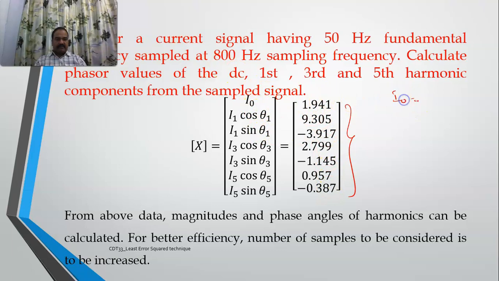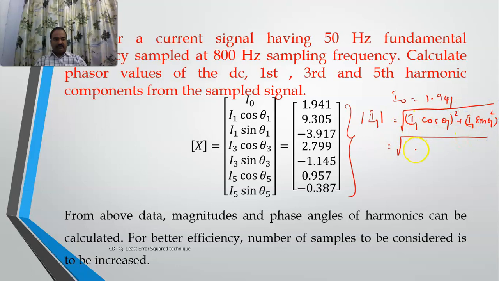So I can take I0 as 1.94, isn't it? And similarly, what is my I1? If I want to determine the magnitude of I1, what I'll do is take I1 cos theta 1 whole square plus I1 sin theta 1 whole square, and take the square root of this. So this is 9.305 square plus minus 3.917 whole square. Whatever value I get is mod I1.